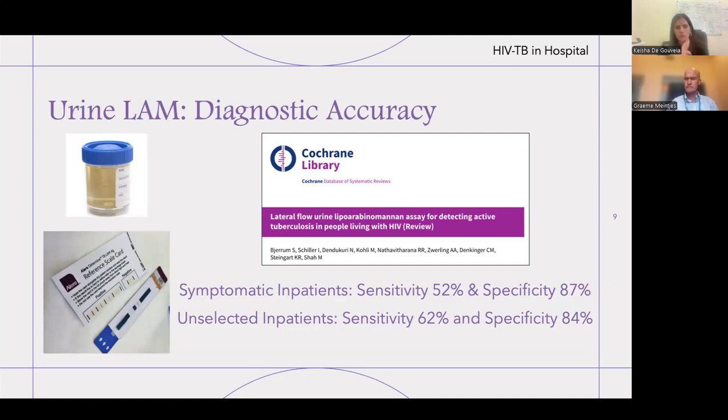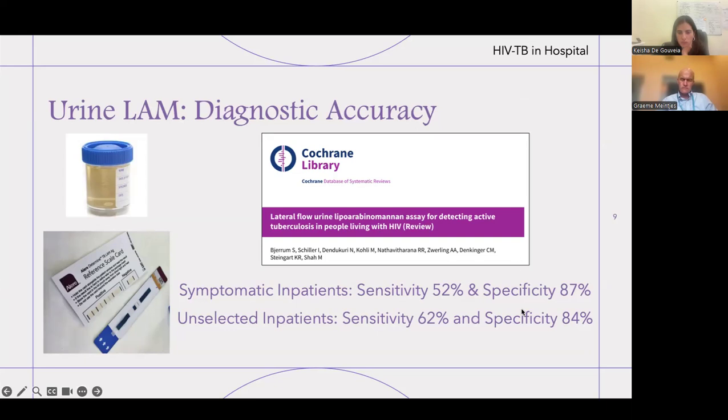For example, I've pictured here the reference card, which is important to use when interpreting the test. It's important to know the timing, so to read the test at 25 to 35 minutes, and other things, for example, using a fresh urine sample has an impact on how accurate your test would be. With regards to a Cochrane review on its accuracy for inpatients, the sensitivity sits at around 52 to 62%, depending on how you split the cohorts.